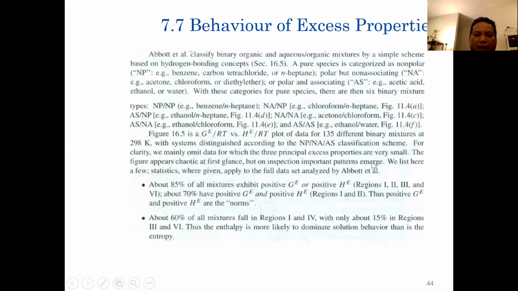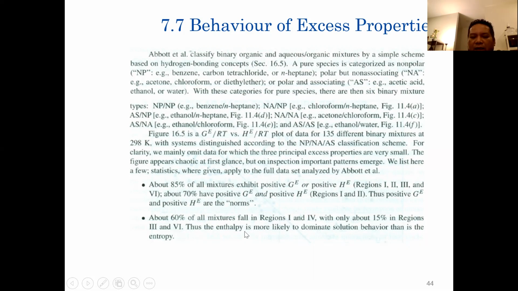We found that about 85% of all mixtures exhibit positive GE or positive HE, regions 1, 2, 3, and 4. About 70% have positive GE and positive HE, and this is the norm. About 60% of all mixtures fall in regions 1 and 4, with only about 15% in region 3 and 6.